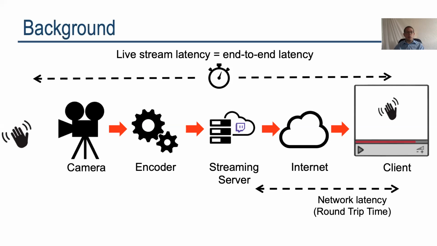When I talk about the latency of low latency, I'm talking about the live stream latency, or the end-to-end latency, or the hand-waving latency. It is defined as the time between an event being captured on the broadcaster side and when it is rendered for the viewer at the client. I'm not talking about the network latency or round-trip time between the client player and the streaming server, or the CDN.